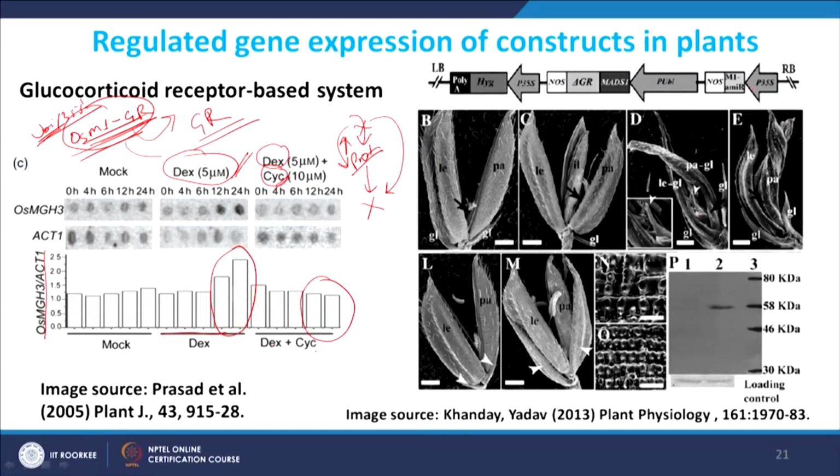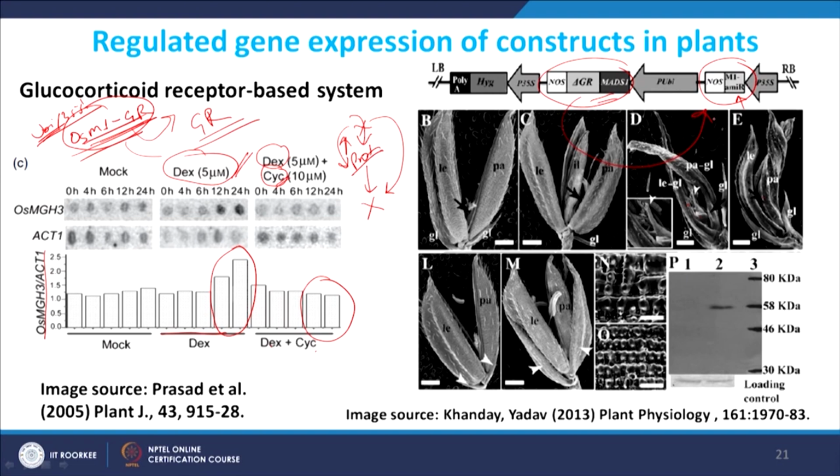In that case, what you can do, you can make a MATS1 delta GR fusion as well as artificial microRNA, and then normally this artificial microRNA will suppress the gene, you have the phenotype, but if you grow in presence of dexamethasone, this delta GR will go and it will complement the phenotype.